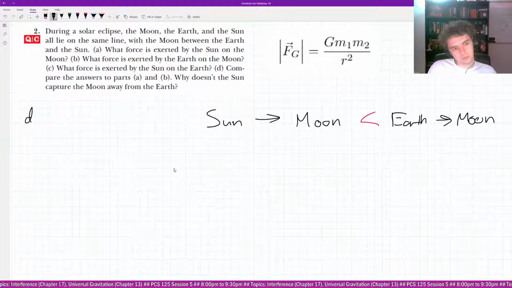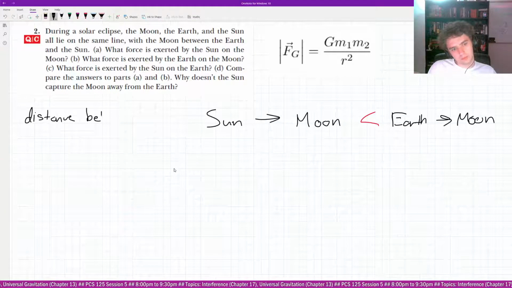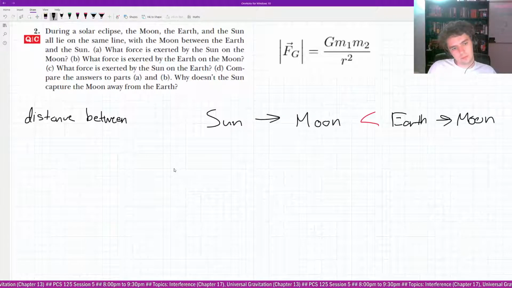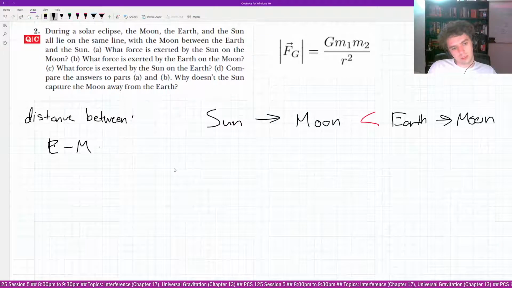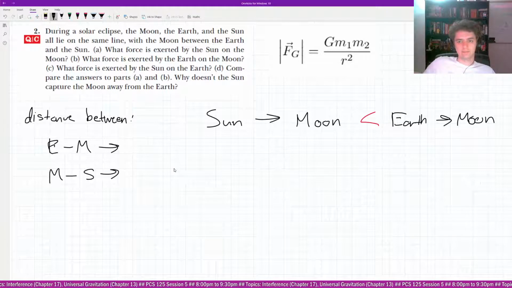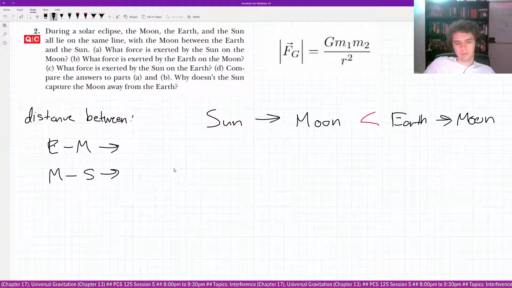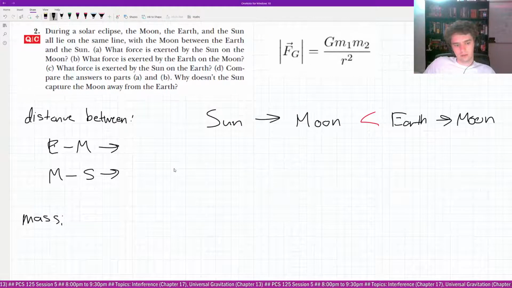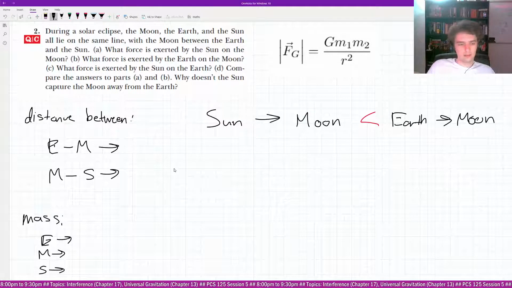It's just because the R value between Earth and Moon is way smaller than the one between Moon and Sun. So the gravitational force will be stronger on the Earth and Moon. And also it's the fact that it's inverse square, so if it's squared, then it grows exponentially. And then what am I looking for? Mass of Earth, Moon, Sun.